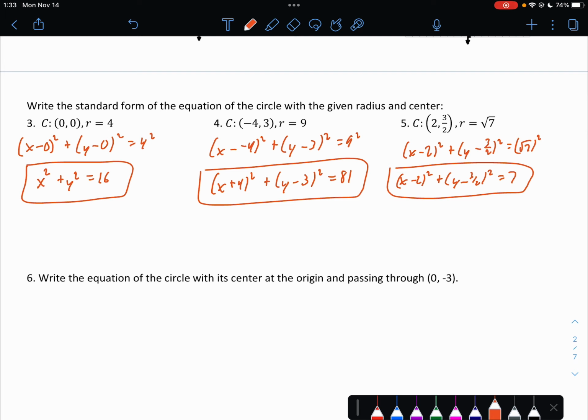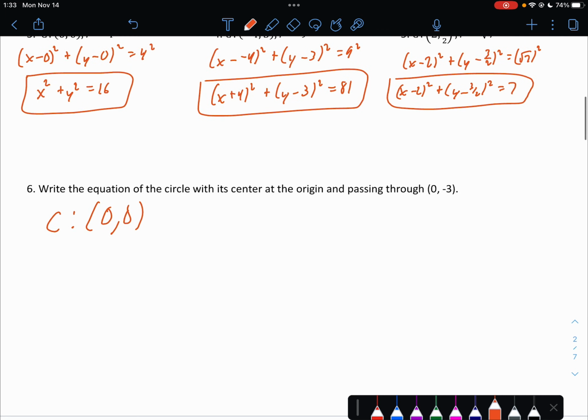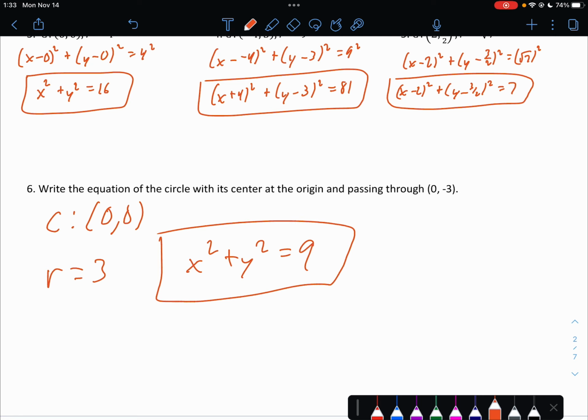Okay, number 6, write the equation of a circle with center at the origin. So center is 0, 0, and then passes through 0, -3. So you could think about this algebraically or just graphically. But if the center is 0, 0 and passes through 0, -3, that means our radius must be 3. So our equation is going to be x squared plus y squared equals 3 squared, or 9.